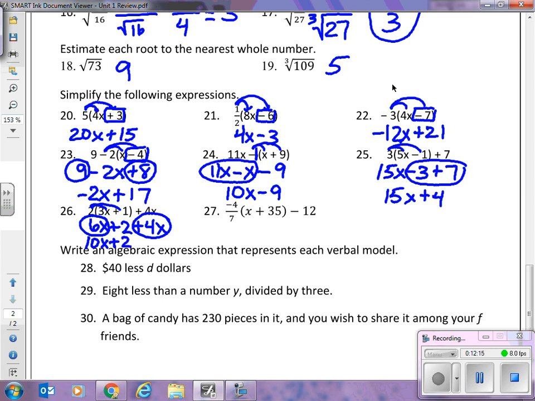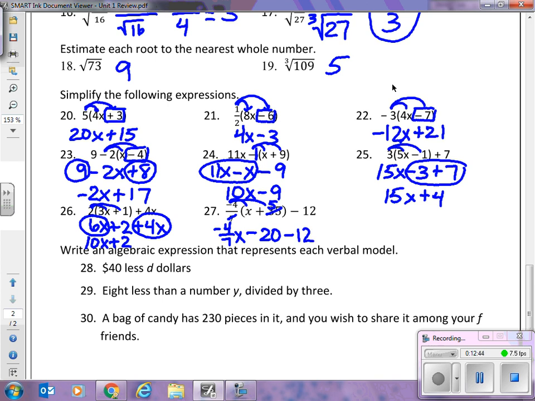All right, for number 27, you have to deal with a fraction. Okay, and this fraction is not as pretty as 1/2 was. It still works, and it's still going to go away for the most part, but you've got to know what to do with it. -4/7 times x is -4/7 x. Now 7 can go into 35, so we cross off the 7 and change the 35 to a 5. And you multiply -4 times 5. Well, that gives you a -20. And then you bring down -12.